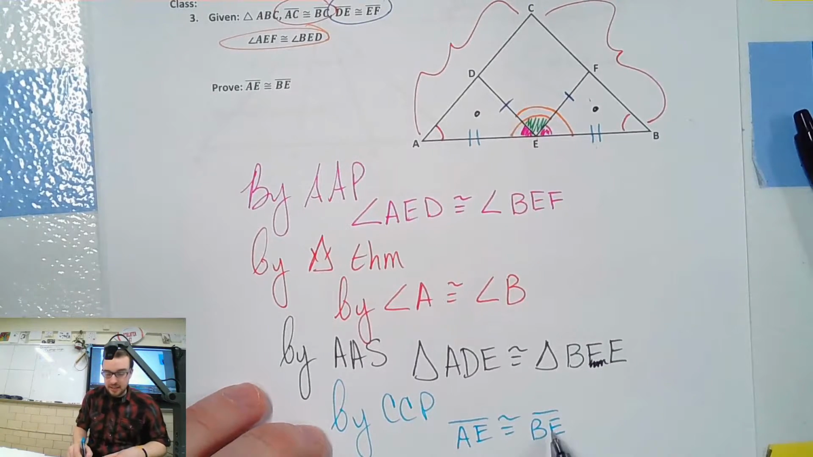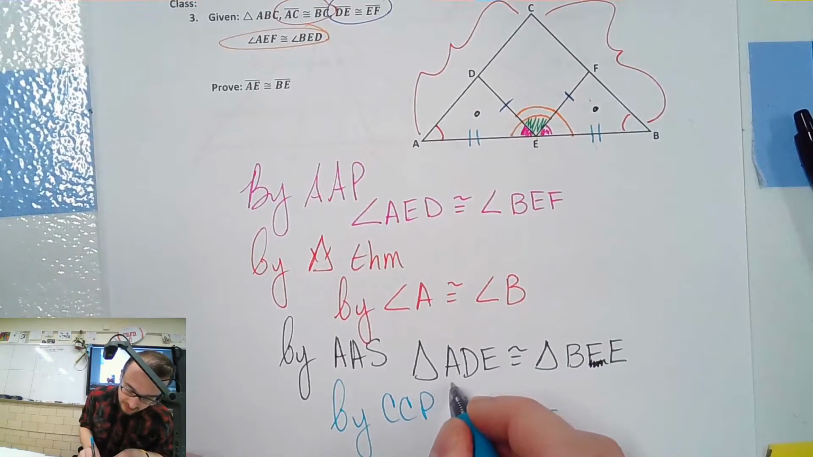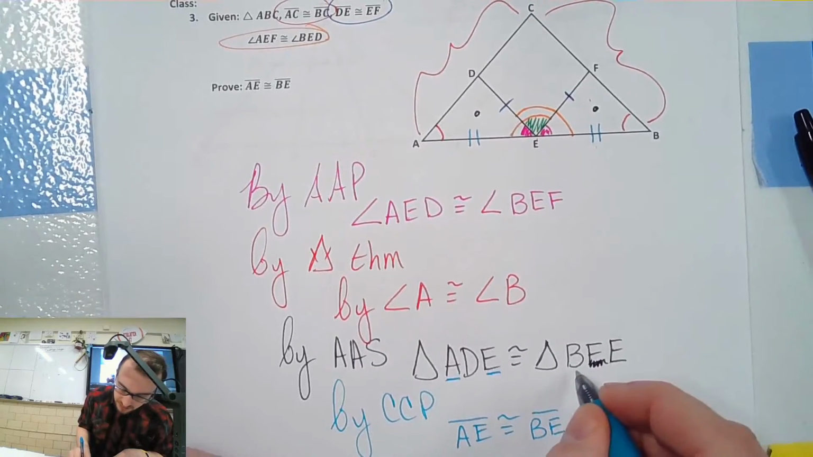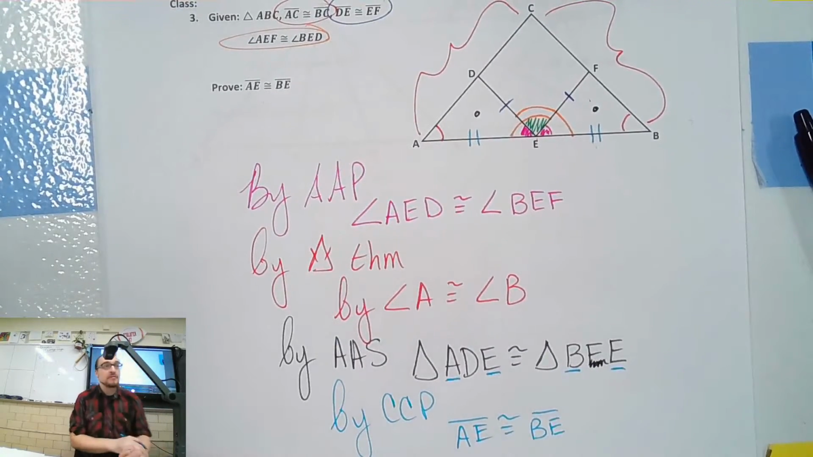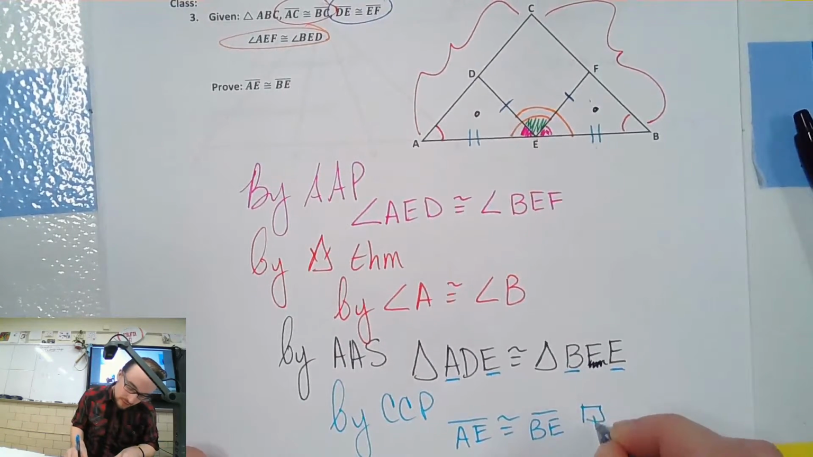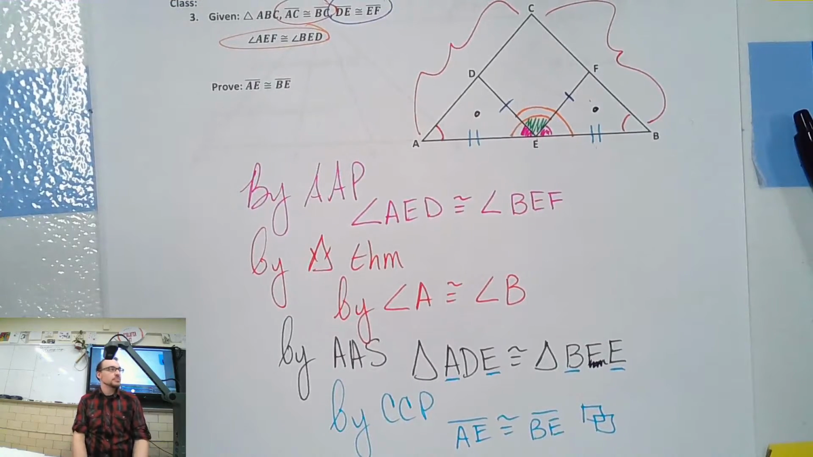All right, AE and BE. Let's check those. AE, first and third. BE, first and third. If I had screwed up my lettering there, I wouldn't have been able to use CPCTC, right? Good call, Andre. So I'm allowed to say that, so I do. And now I'm done.